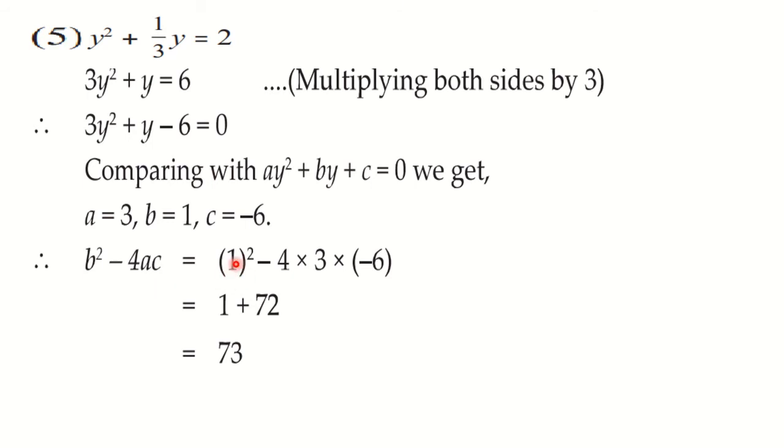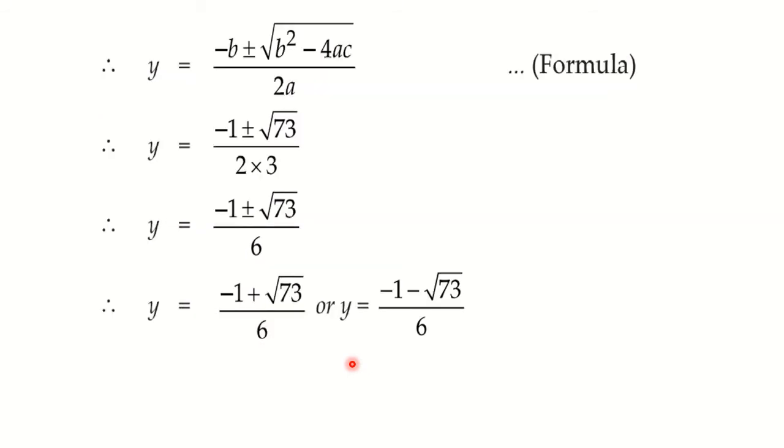Here b is 1, so 1 square minus 4 into a is 3 into c is minus 6. So 1 square is 1 and this negative is going to give us positive. 4 3s are 12 and 12 6s are 72. So 1 plus 72 is 73. This way first we have found out the value of b square minus 4ac. Afterwards we are going to use the formula. You have to write down the formula as it is. Only take the variable according to the question.